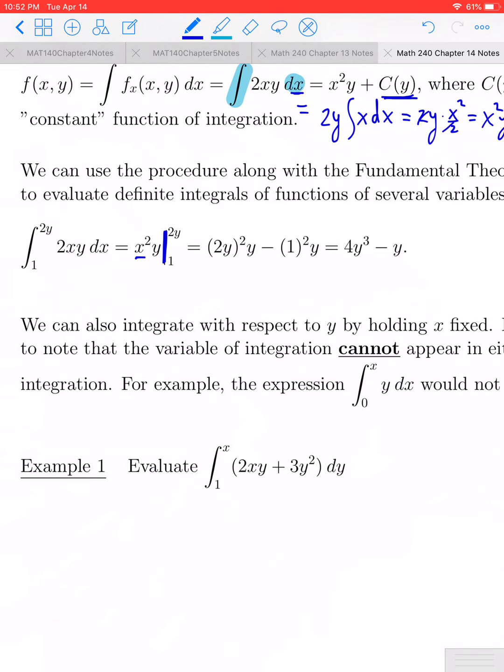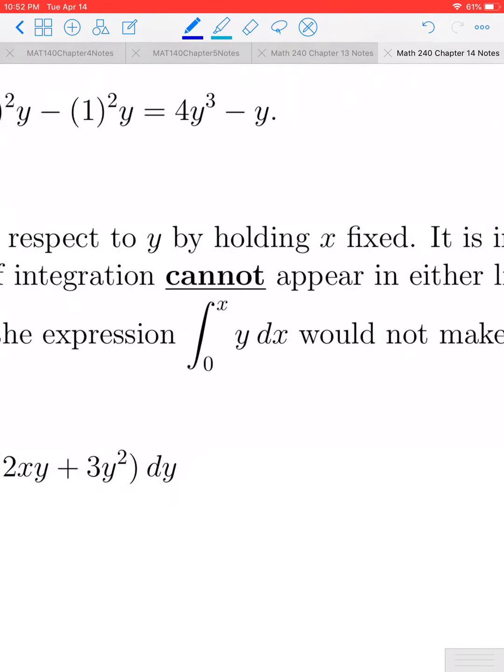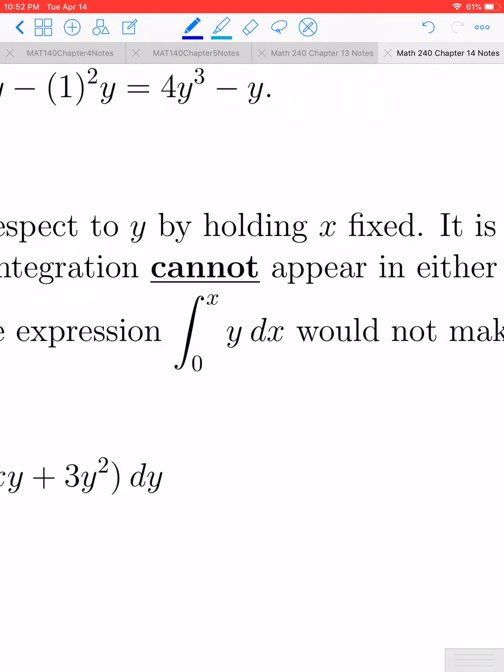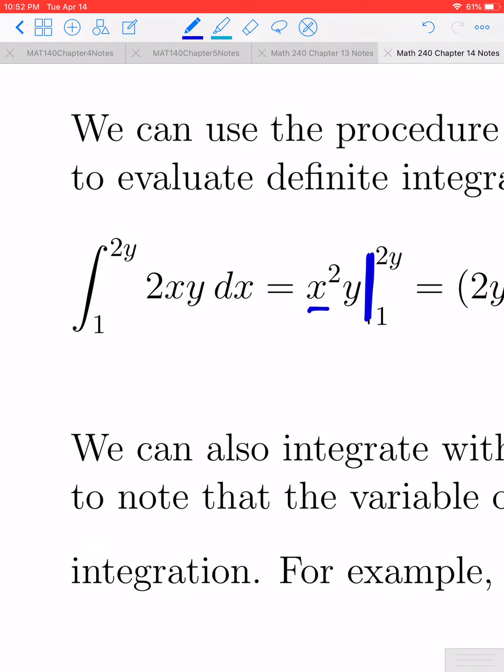Similarly, we could also have integrated with respect to the y variable by holding and thinking of the x variable as being a constant. Something that will become very important throughout this section, and we'll see this, is that whenever you're integrating, you can have variable bounds like what we did here. Notice that my variable bounds were from 1 to 2y, which is perfectly fine because the integration was done with respect to the x variable.